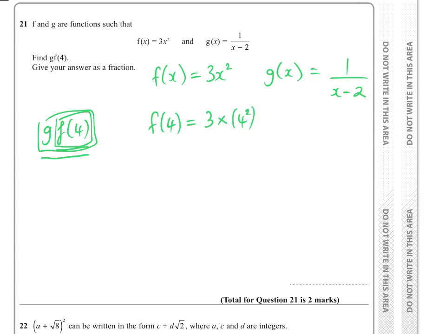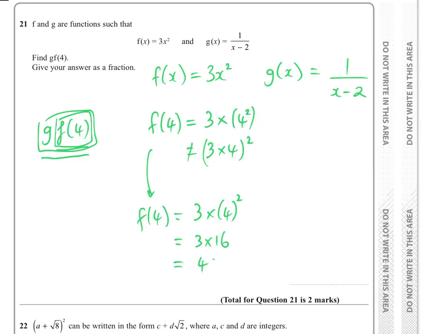What I don't want you to do is think that it's 3 times 4 then squared. So to write f of 4, it's probably better just to say 3 times 4 and then have the square outside, then you won't get confused. So that will give us 3 times 16, and you can use your calculator if you needed to, and that's 48. Now we want g of what that value was. So really we want g of 48.